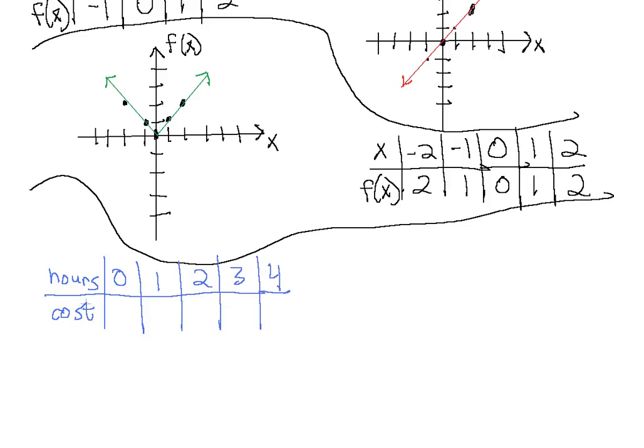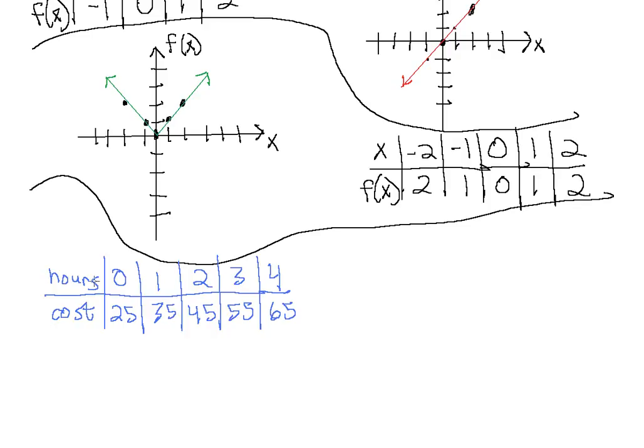And our cost is going to be 25, 35, 45, 55, and 65. Okay, now in this situation, we can actually make a few assumptions, because we're talking about an actual quantity here. We're talking about hours and we're talking about cost.